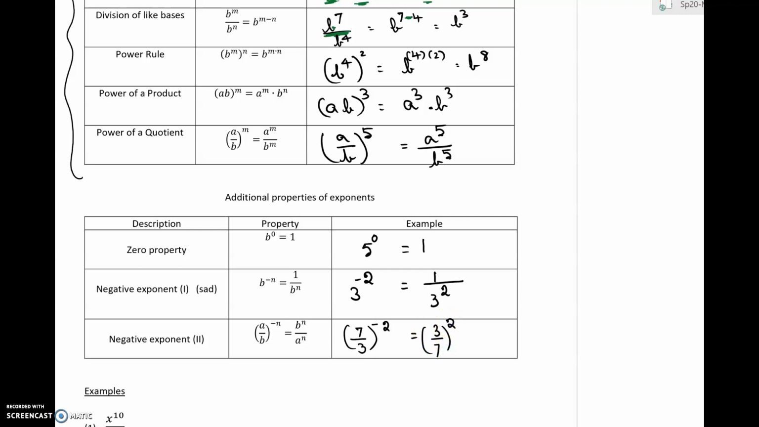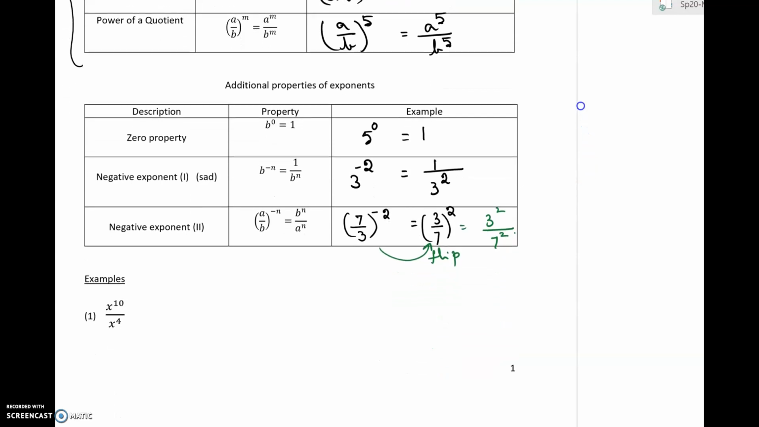So we are actually flipping the numerator and the denominator. Then it becomes 3 squared over 7 squared. So all these properties will be helpful in doing these problems. So let's see some examples.